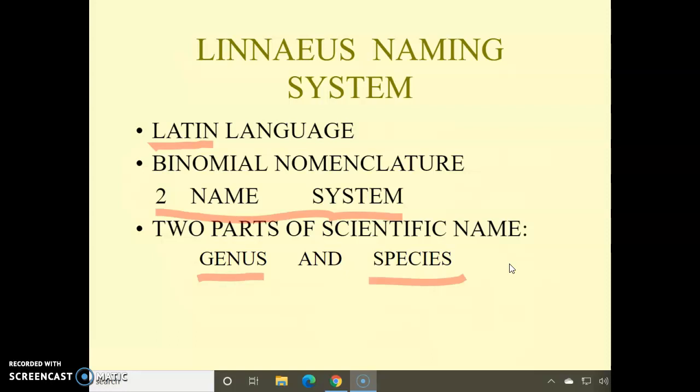So beside where it says Linnaeus developed the naming system, I want you to write it's in Latin, and it's binomial nomenclature. Bi meaning two, nome or nomial, that means name. Think about nominate, and nomenclature. So it's a two-name system, and beside where it says two parts of the scientific name, I want you to write the genus and species. Genus and species. There's two names.